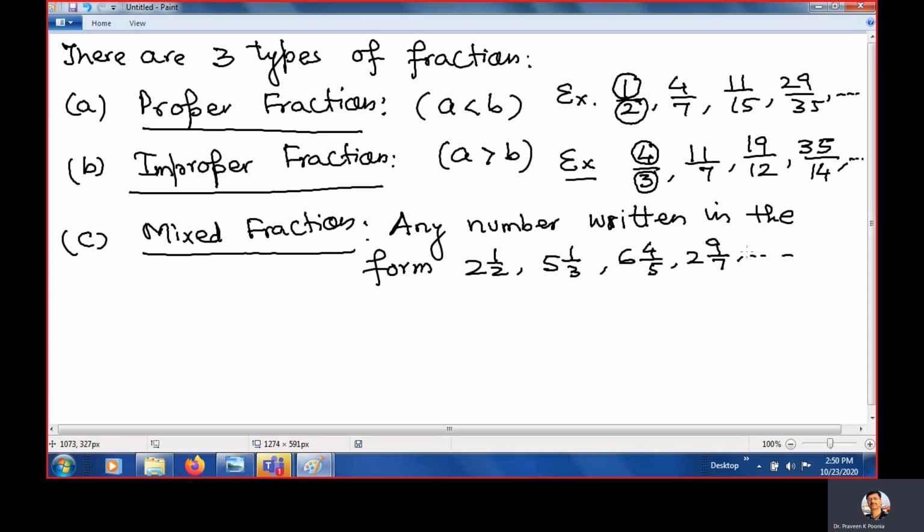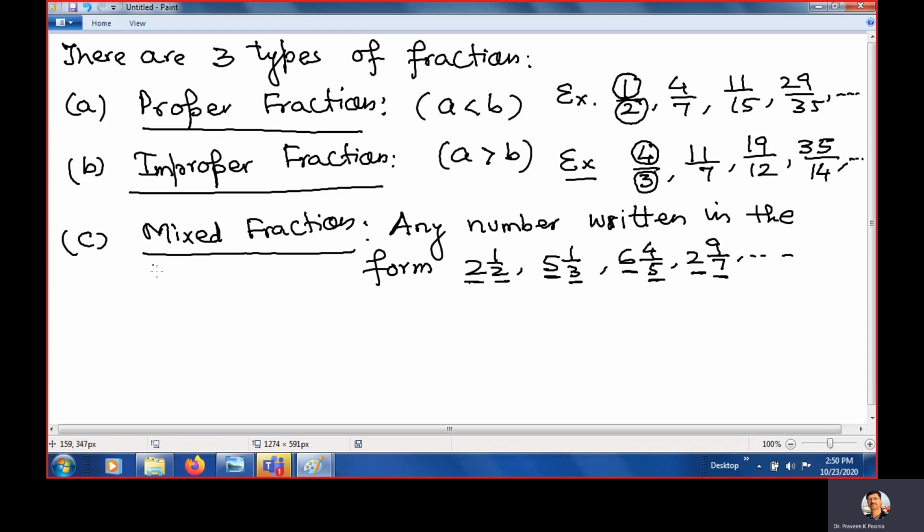Clear? So what is common in these numbers? Here we have a complete number and then it includes a fraction. A complete number 5 and then a fraction with it. So this is called a mixed fraction.